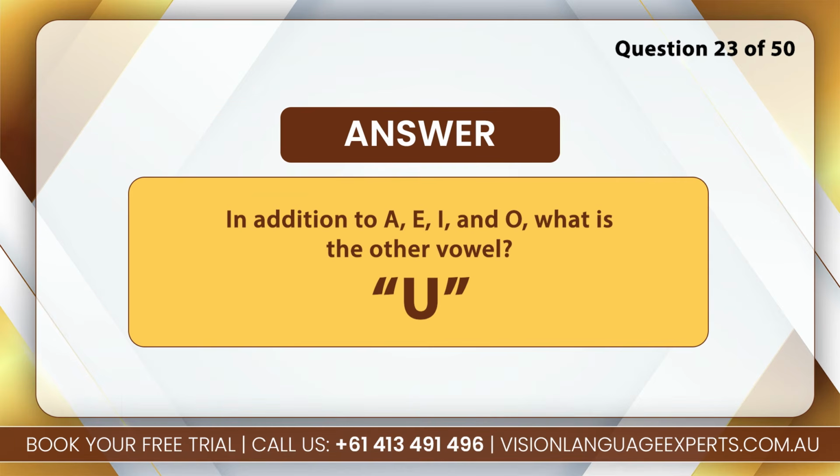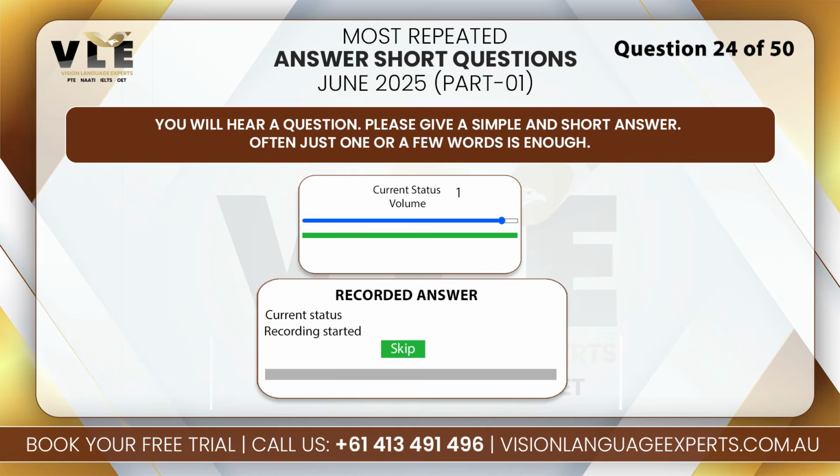In addition to A, E, I, and O, what is the other vowel? U.